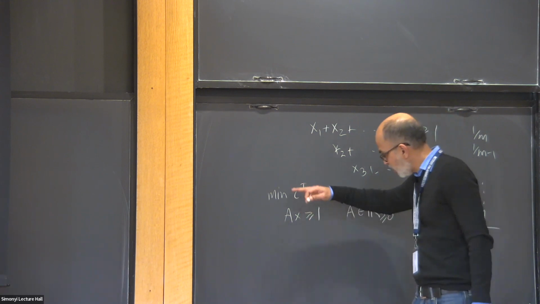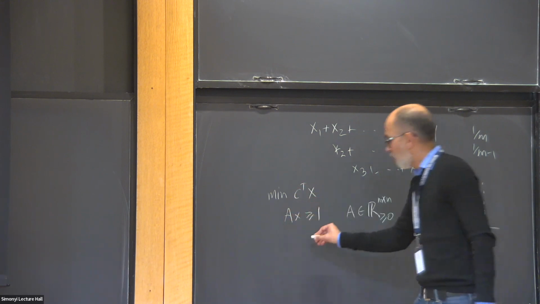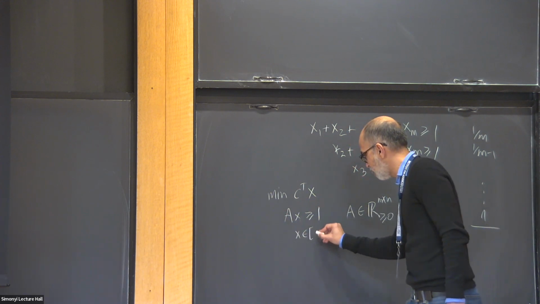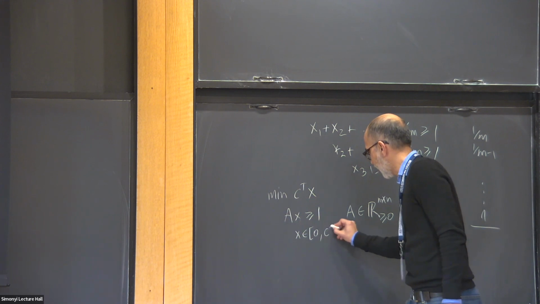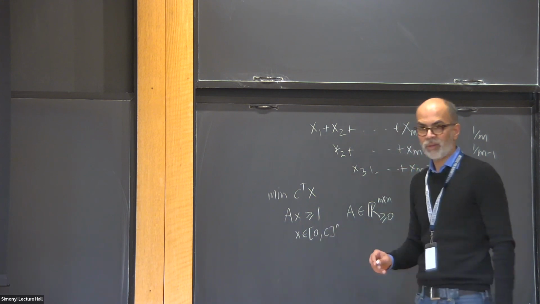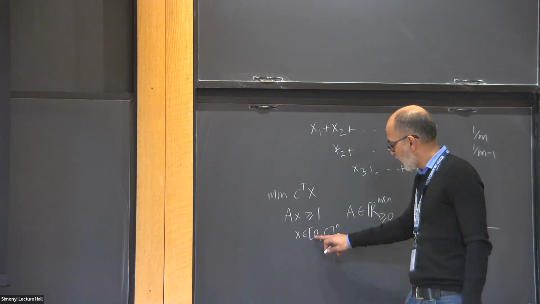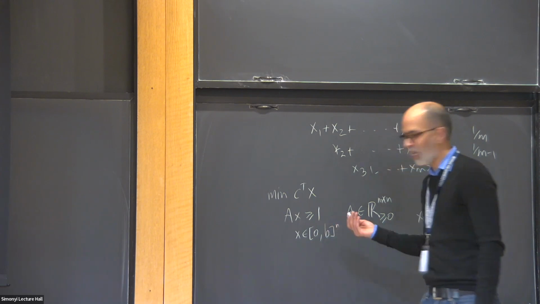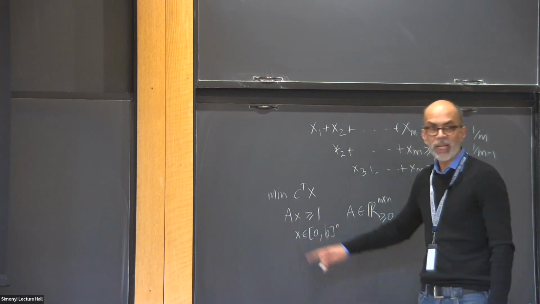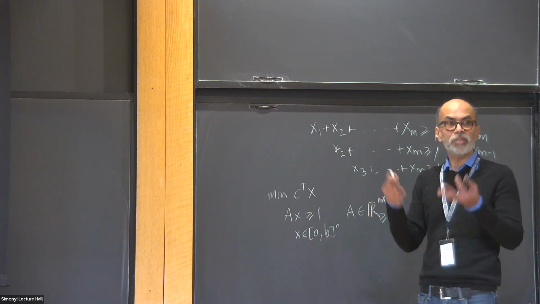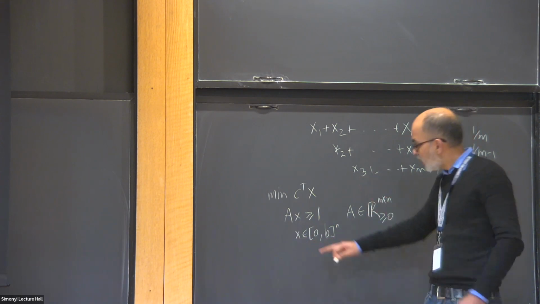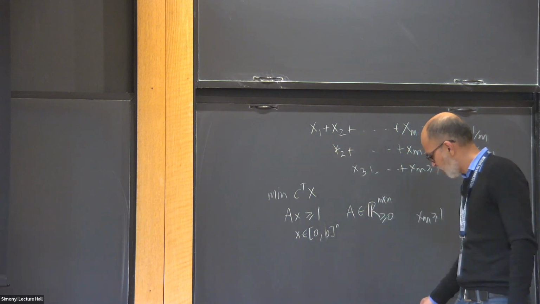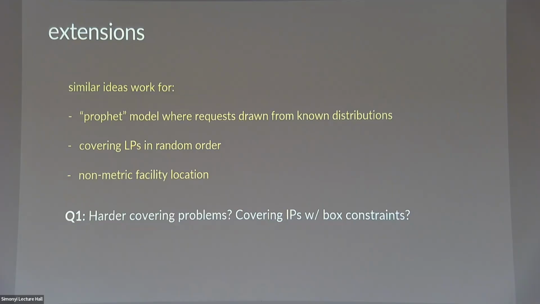a non-negative matrix, and the rows are coming in one by one. But now this x lies between 0 and, let me call it B. So there's an upper bound on what x is. These are often called box constraints. These kinds of problems have been difficult to capture in this random order model, and we'd like to understand these.